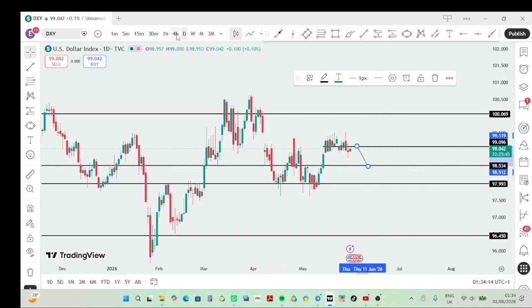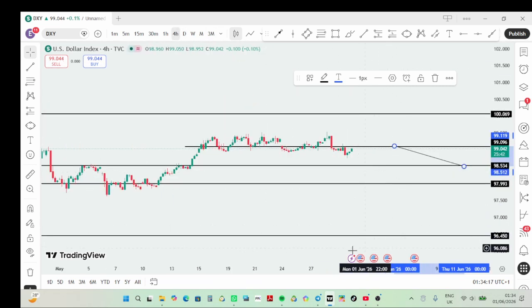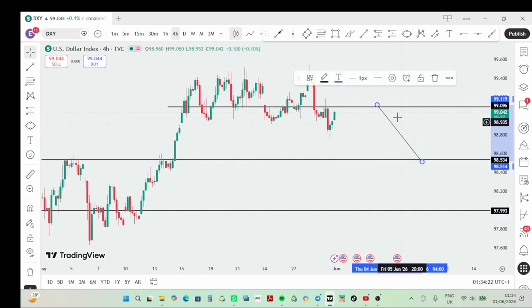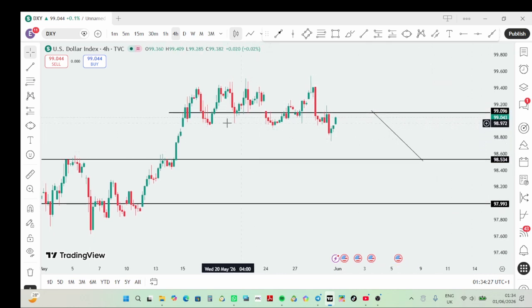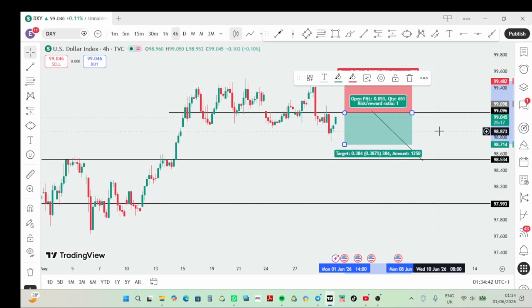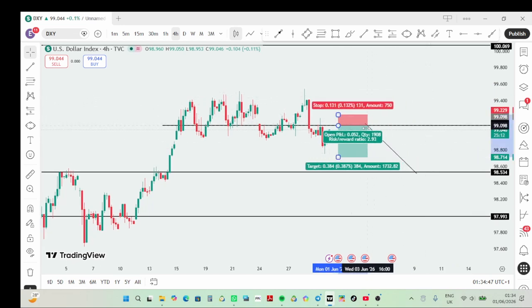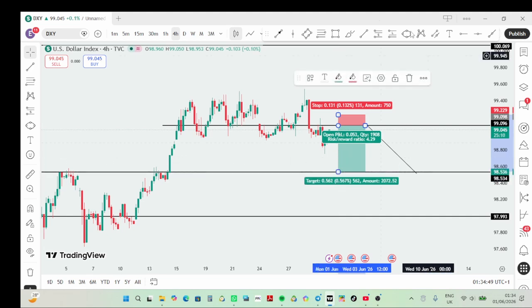So DXY, once DXY is selling, you should know that EURUSD, GBPUSD, AUDUSD and other USD pairs will be buying. This one has already bounced off this level. It has committed itself. I want to see a strong commitment that DXY wants to start selling to this level. So I will be expecting DXY to sell from here to this point.